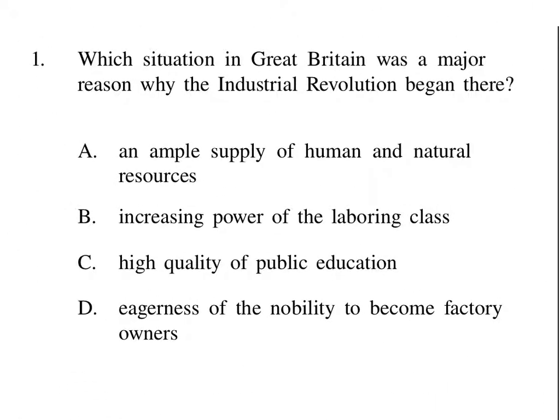It says, which situation in Great Britain was a major reason why the Industrial Revolution began there? Let's look at option A. It says, an ample supply of human and natural resources. An ample supply of humans is what? It's a lot of people. Were there a lot of people there and natural resources? B, an increasing power of the laboring class. C, high quality of public education. Or D, eagerness of the nobility to become factory owners.